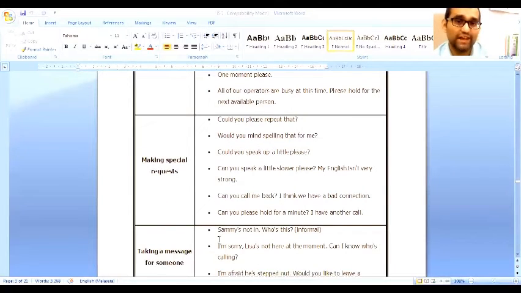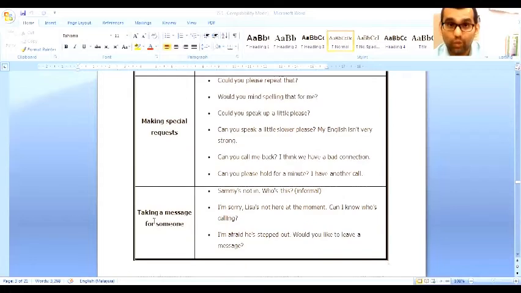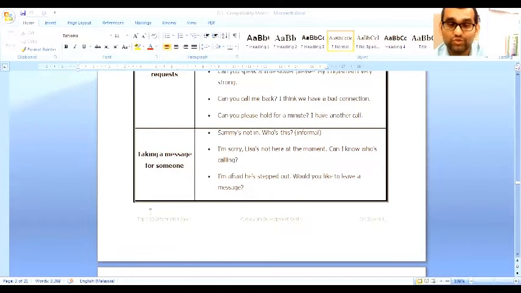Making special requests. You can use, could you speak up a little please? That means you need the person to speak louder because you cannot hear. Would you mind spelling that for me? Could you please repeat that? Can you call me back? I think we have a bad connection. So this is called a request. You're asking someone to do something.